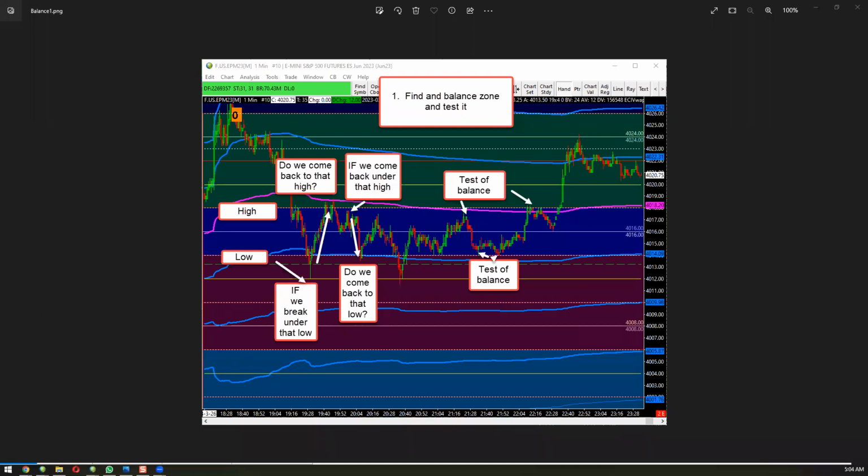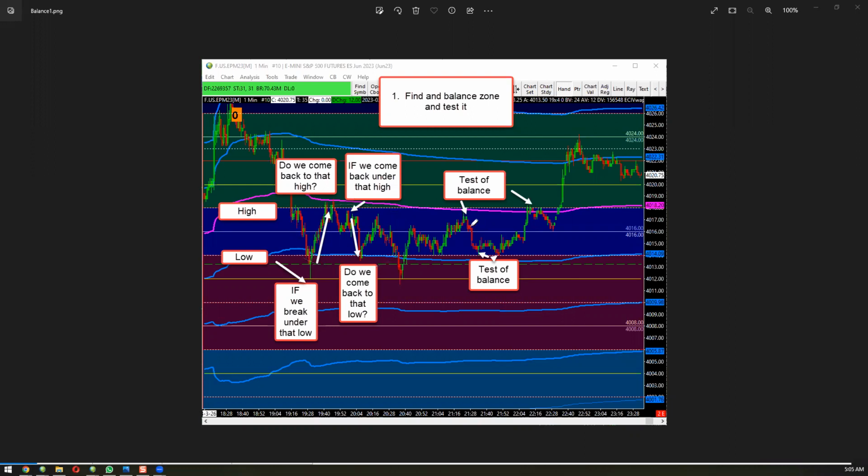And what balance is, you look for a high and a low. And when you hit that high and you come down and you go underneath that low, you come back to that high, right? And if you look above that high, you eventually come back to that low, right? So that's kind of one thing that's telling us that that's balance.